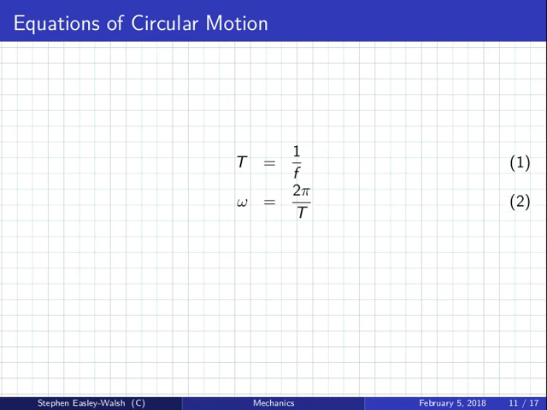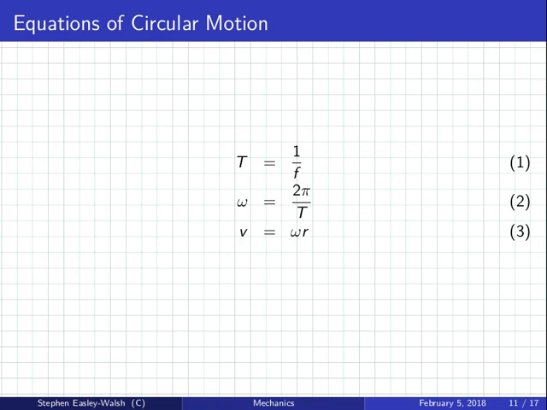The second one, omega is equal to 2 pi over T. So if you know the omega, you can know the T, and if you know the T, you can know the omega. And likewise, if you know the T, you can know the f, and if you know the f, you can know the T. Omega is the angular velocity. It's a Greek w, so it's not really a w. It's the last Greek letter in the alphabet. The first one is alpha, and the last one is omega.